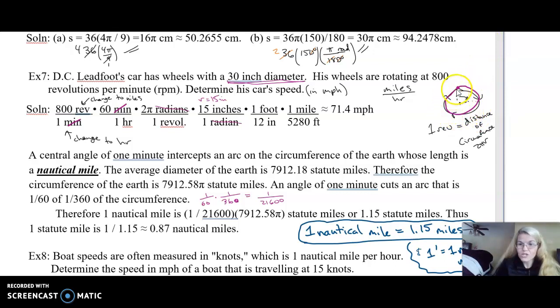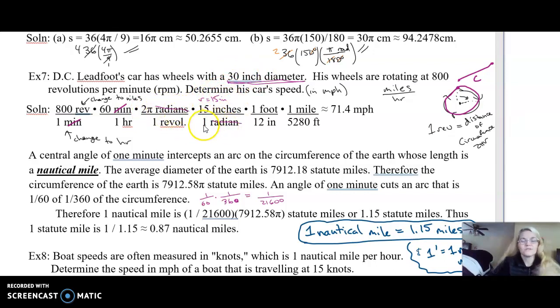One revolution would be equal to that flat distance there on the ground. That's the paint that would roll out on the ground. That is your circumference, C. So one revolution is the distance of a circumference. And what's the circumference of a circle? 2 pi r. So here's your 2 pi. What's my r? If it's a 30-inch diameter, it's a 15-inch radius.